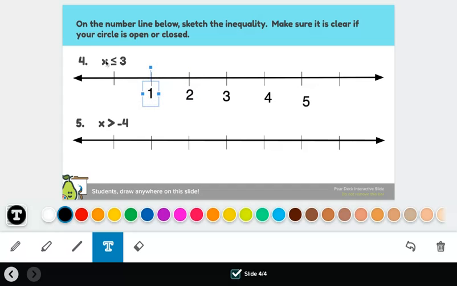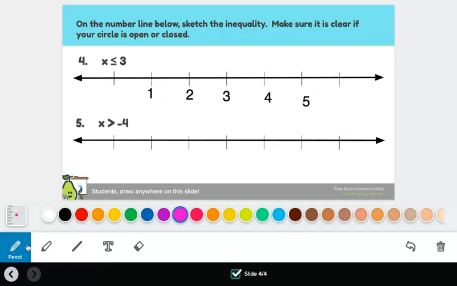Basically we want less than or equal to 3: all the numbers that make that true. Since it can also be equal to, if you see that little line underneath, that means it's less than or equal to. So we are going to make our circle at 3, but I'm going to shade that in. It's going to be a closed circle because we're including the number 3. And then I'm going to shade everything that is less than that.